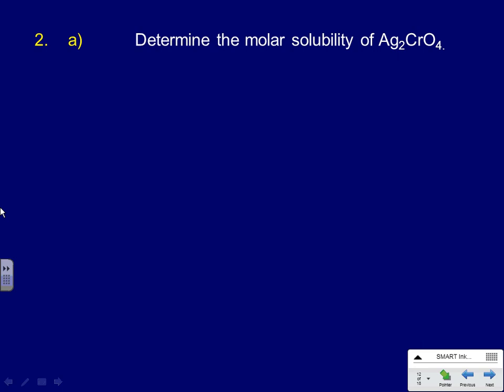1.1 times 10 to the minus 12. Ksp equals 1.1 times 10 to the minus 12. What kind of salt have we got here? What is this one, Shauna? M2X. 2 silvers and 1 chromate.